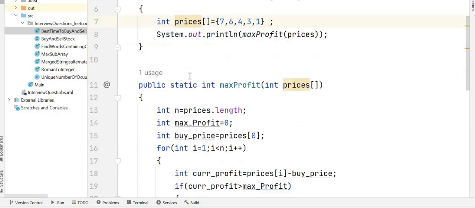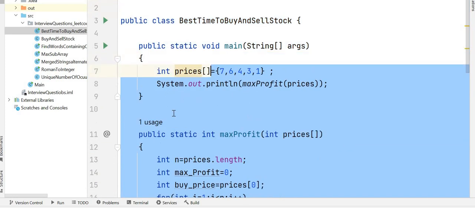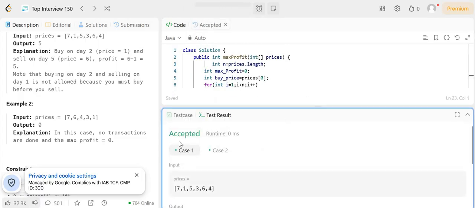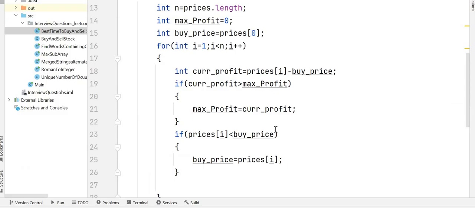Now let's test it in LeetCode as well. So let's copy the code. Let's paste it here. Let's run the program. So we can see here it is accepted and the runtime is 0 milliseconds. So you can submit the solution. So the time complexity of this approach would be O(n), since we are using only one loop, and space complexity would be O(1). I hope you understood the solution.